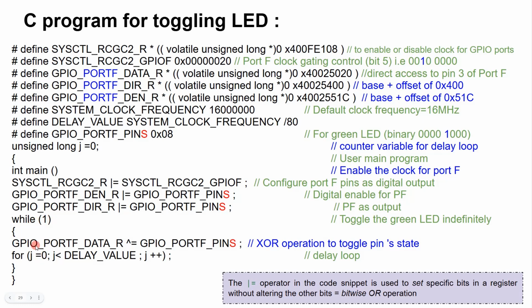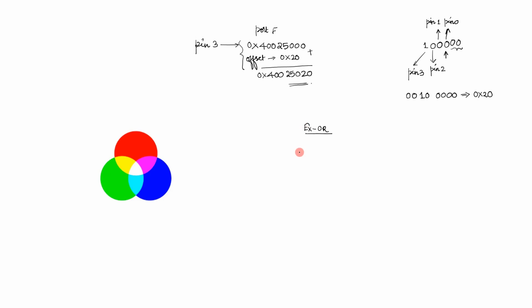And here if you see, we are using the GPIO port F data R register, wherein we are directly accessing those pins and performing an XOR operation. The XOR operation is performed because we want to toggle the LED. If you observe the XOR truth table, for a combination of 0 0 we have the output as 0, 0 1 is 1, 1 0 is 1, and 1 1 is 0. So we want to toggle it from 0 to 1 and 1 to 0, and this has to be continuous. That is why we are making use of the XOR operation.